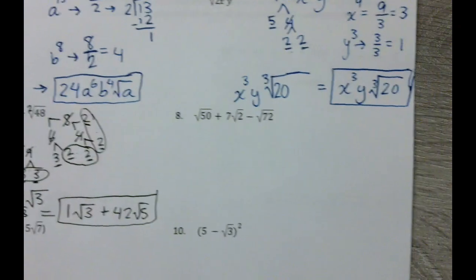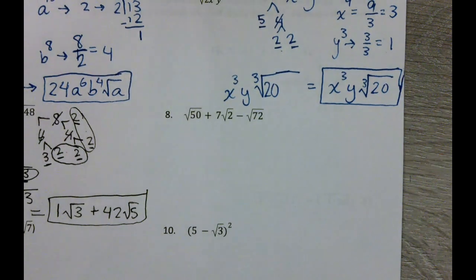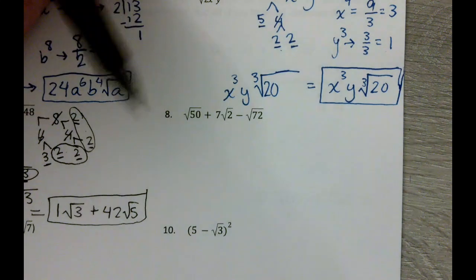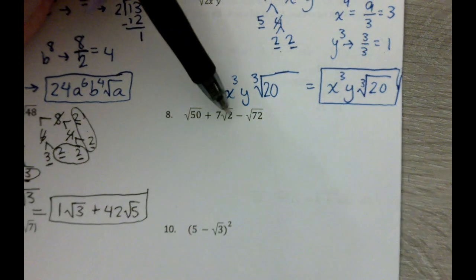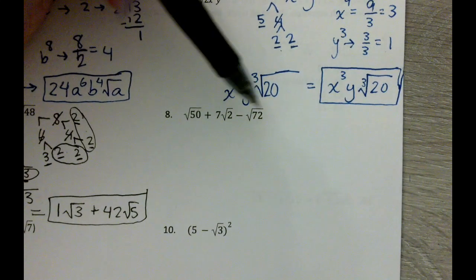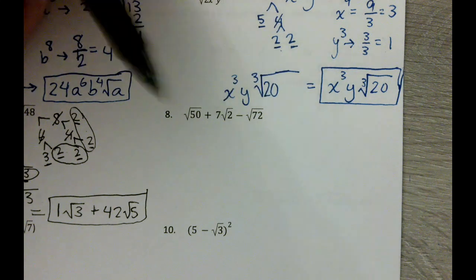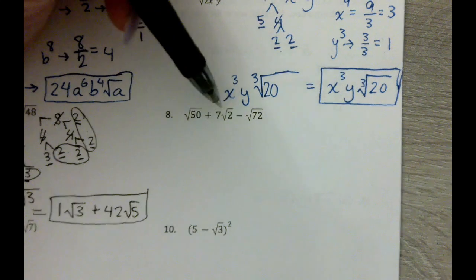All right, number 8. We got another one of these. And I got a little bit more space to work with, so it should be a little less cramped over here. Same kind of problem. Square root of 50 plus 7 square root of 2 minus the square root of 72. Again, we don't have the same radical, so we've got to break these down. The good news is the 7 radical 2 can't be broken down, so I don't have to worry about that one.